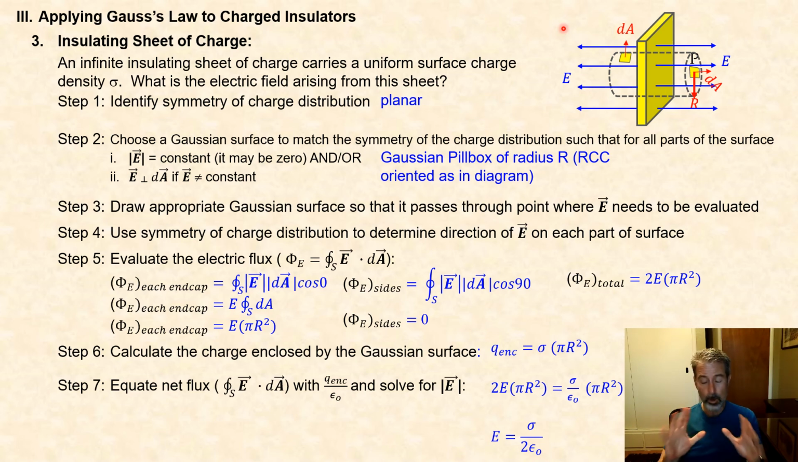I want to point out here that for this infinitely charged sheet, this tells you that the field is constant in magnitude. It doesn't matter how far away from that sheet you are. The value of the field is going to be the same. Not for a finite charge sheet, but for the infinite charge sheet, that is going to be the case.